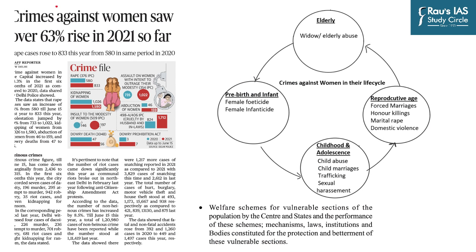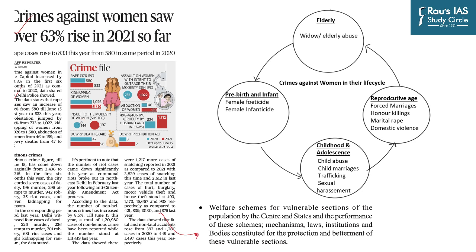So the next news which we are going to take up appears on page number 2. Crimes against women saw over 63% rise in 2021 so far. And it of course deals with the data which has been shared by Delhi police. So it only pertains to Delhi as a union territory or as a region, but is not applicable across the country.